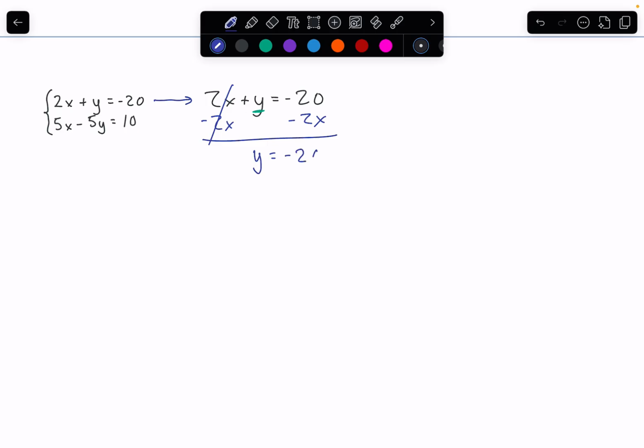Just rewrite it in a friendly way. -20 minus 2x, you're done, right? We didn't actually have to do anything. We just were able to rewrite it. Now we have y equal to something. We can actually move on.